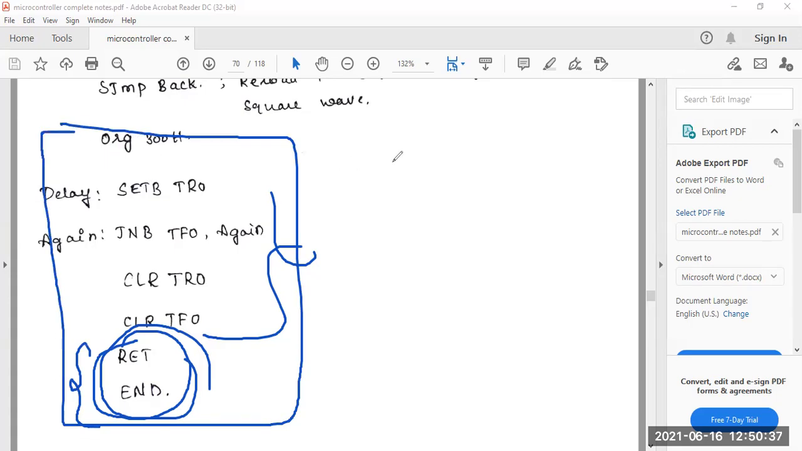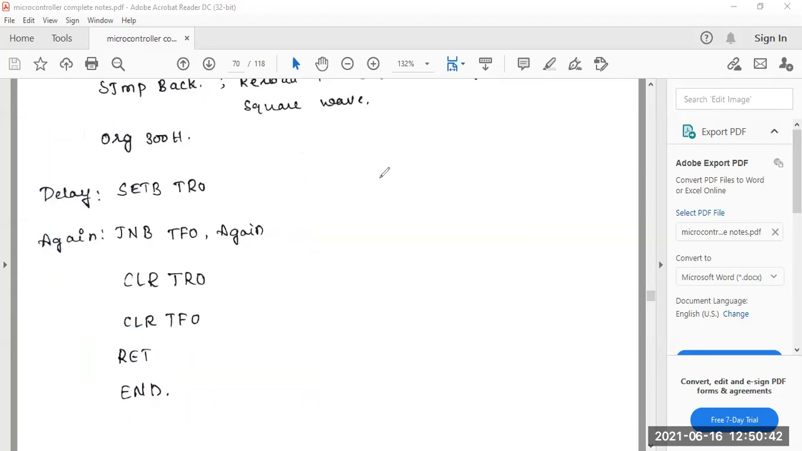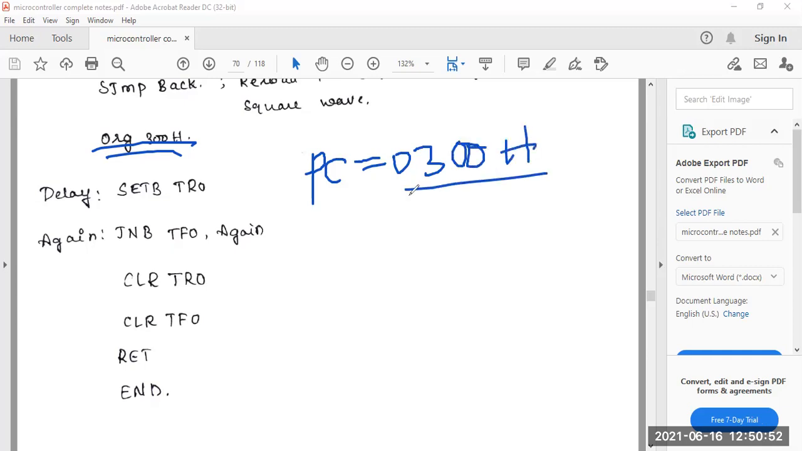We are initializing the program counter value to 0300H. At the address 0300H, we are writing this program, and we are calling this program by using a CALL instruction.